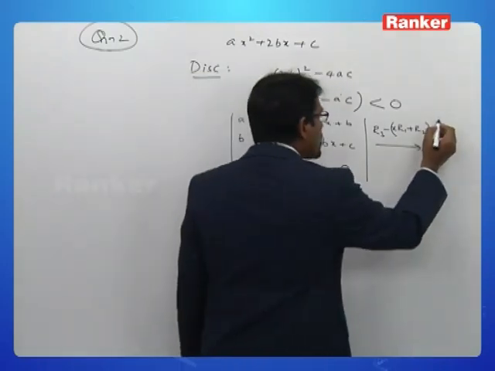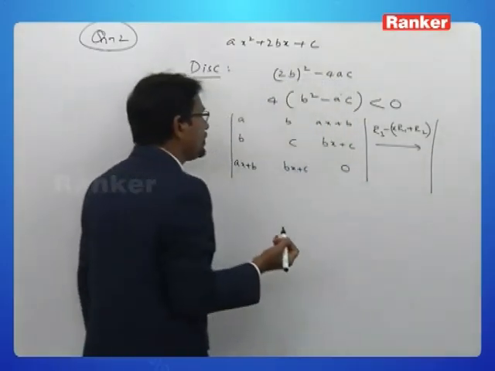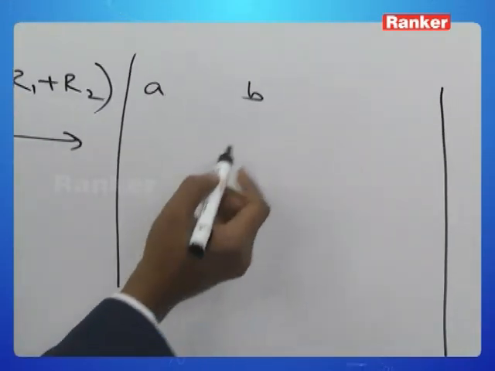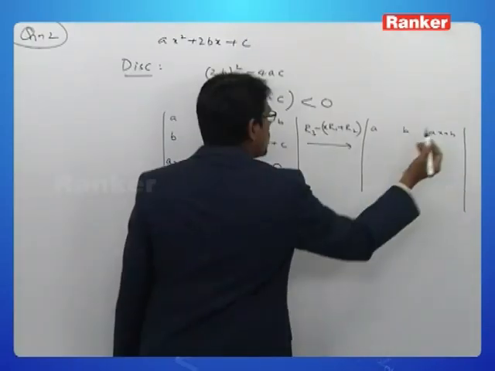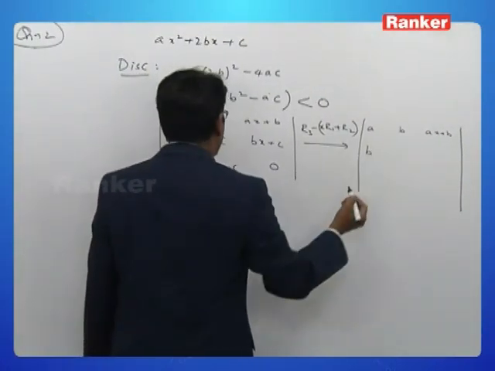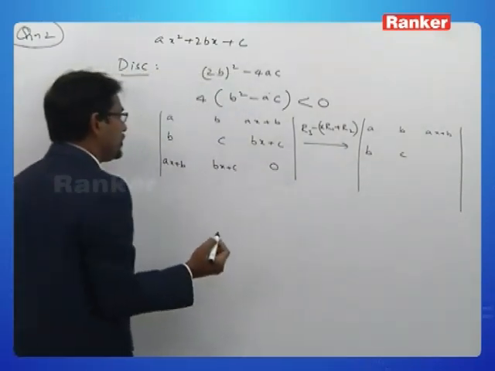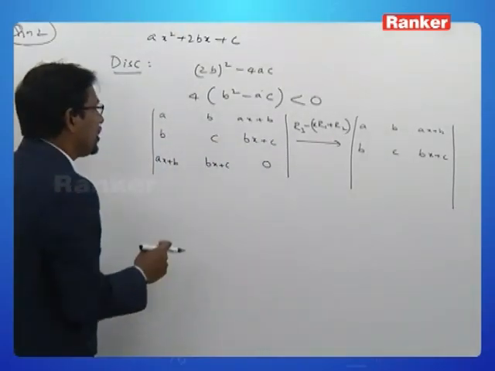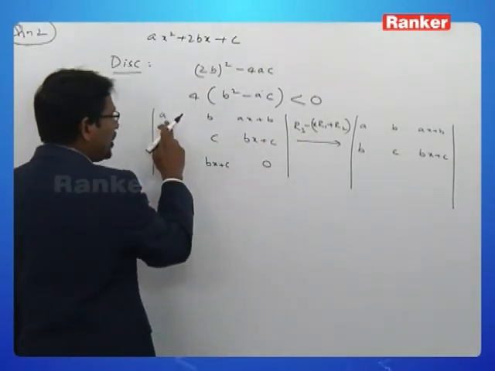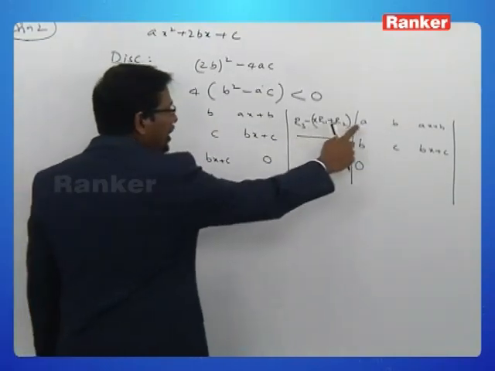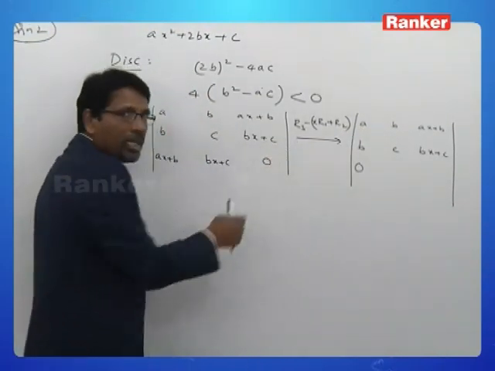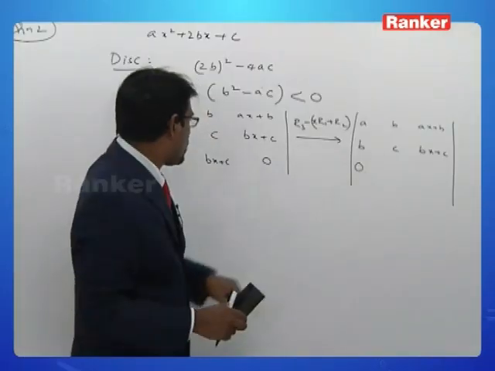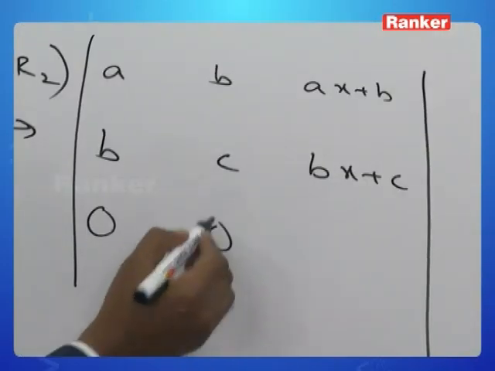So what is that going to give us? That will give us a, b, ax plus b, b, c, bx plus c, and here when I am going for this, this part will be 0 because I am multiplying this with x, so this becomes ax, and you are adding b to it. The second row is being added up, so ax plus b, and that is being subtracted here, so we get 0 there and we get 0 here.